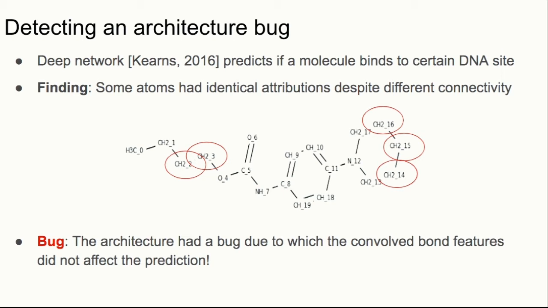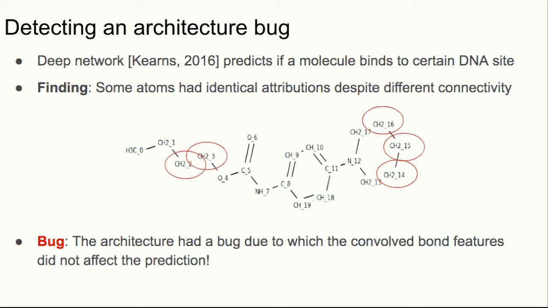After they fixed the bug, did the predictions get better or worse? Well, the predictions were already great. The model had good performance despite the bug. Because we saw that atoms with the same atomic number were getting the same attribution, which means the bonds don't matter, even though the bonds have been featurized. So then they just traced through the code: why isn't this bond affecting this? There's no edge.